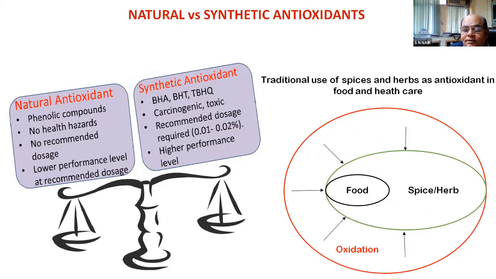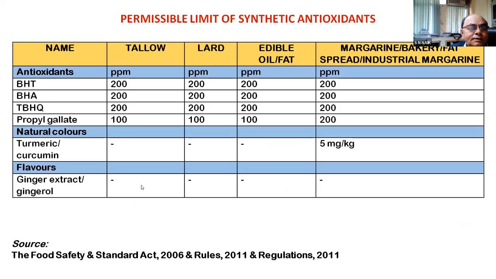Recommended dose is 200 ppm. Basically, in the food industry, BHT and BHA. And recently there is a controversy, because it is produced from butyl hydroxyethanol, and benzene and all that is the raw material. So people are thinking that it is carcinogenic and other things. You can see the permissible limit of synthetic antioxidants is around 200 ppm in the food industry. TBHQ is mostly used on an industrial scale and all that.